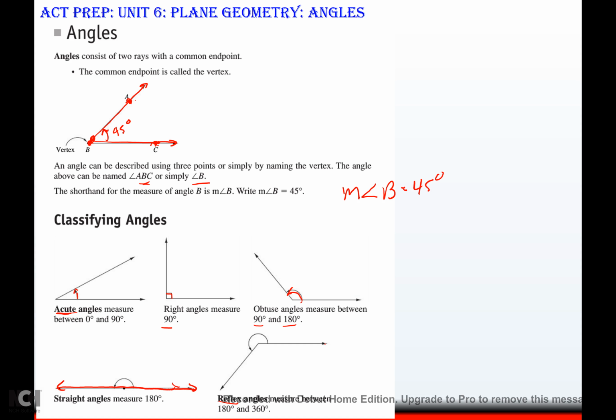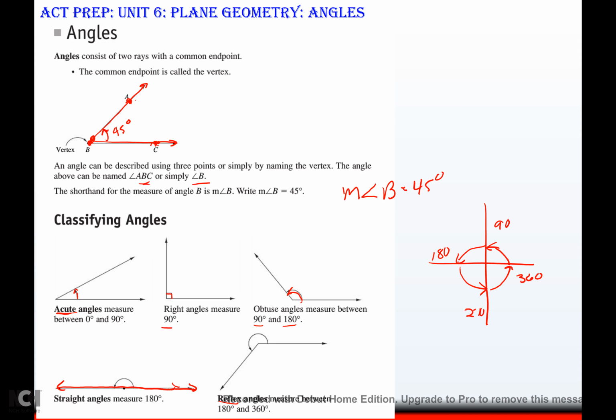Reflex angles is when you go past 180 degrees. It's between 180 and 360. So if you look in a circle, from here to here is 90, from here to here is another 90, that's your 180. Everything down here is over 180 degrees. This would be 180 plus 90, which would be all the way to 270, and from here to here would get you all the way back around to 360. You're just counting by 90s all the way around.